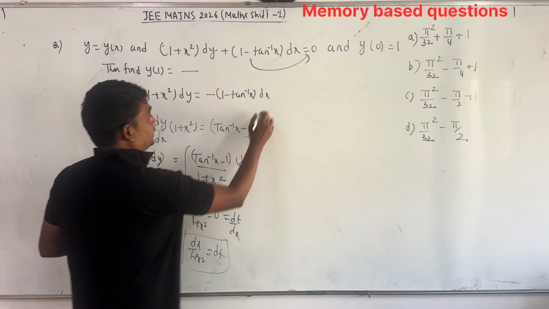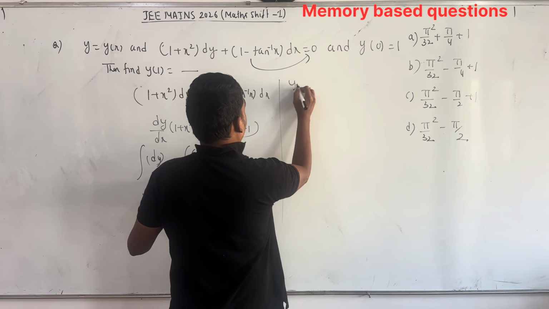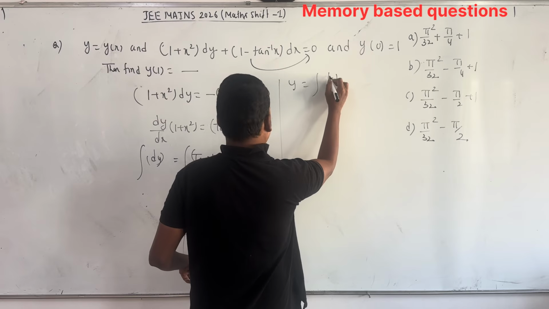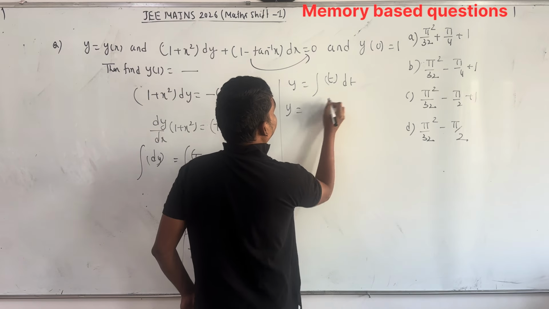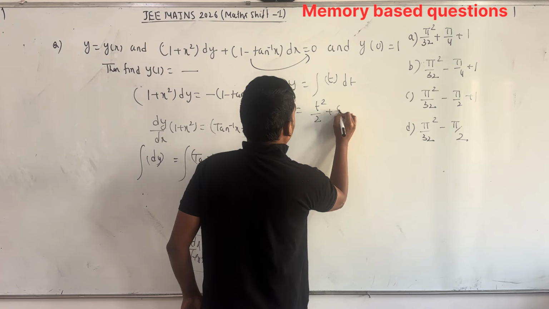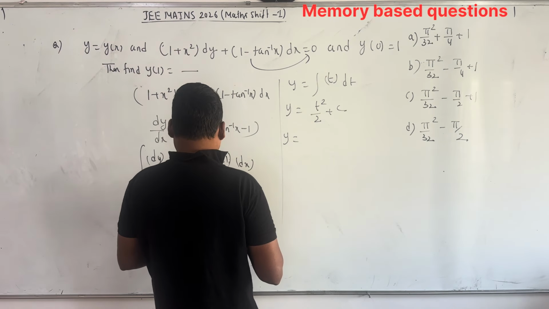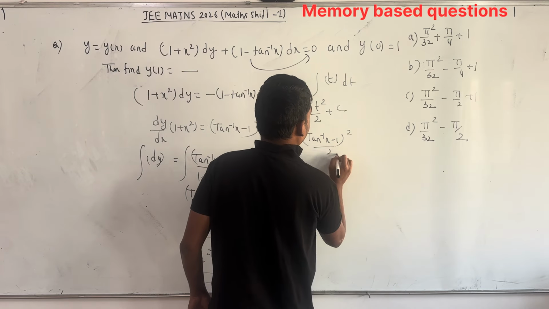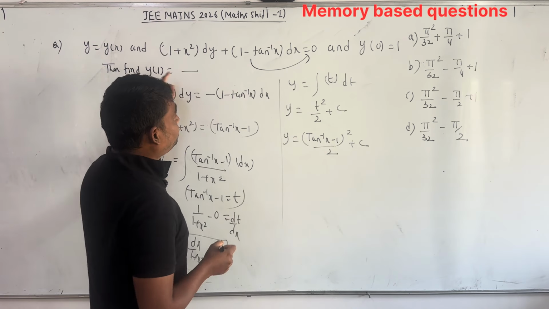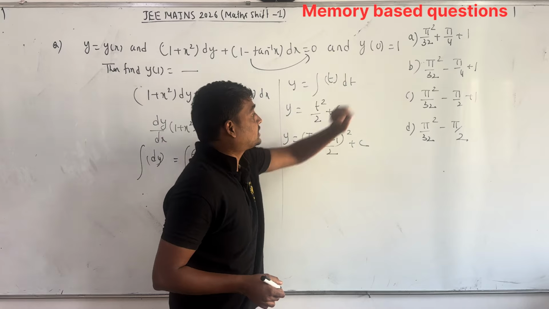So from here, integral dy equals y, and integral of (tan inverse of x minus 1) times dx by 1 plus x squared becomes dt. So we got y equals integral t dt, which is t squared by 2 plus c. Now substitute the t value: (tan inverse of x minus 1) whole squared by 2 plus c. To get the y of 1 value, we need to know the c value. How can we get it from this condition?